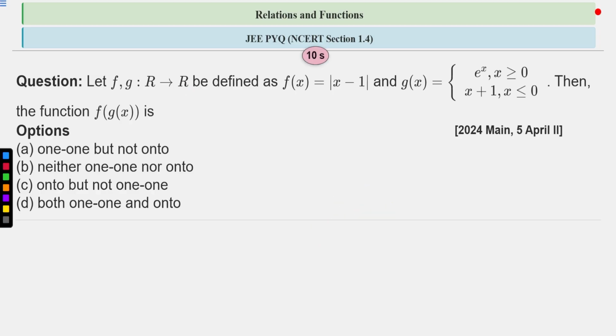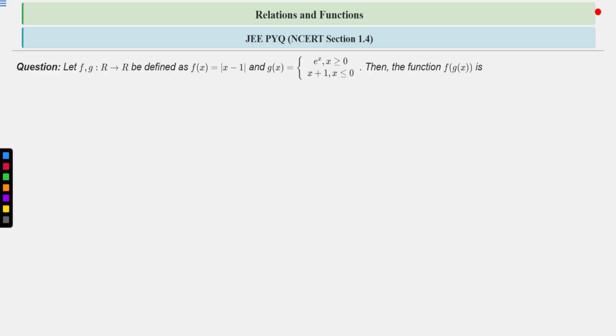You have 10 seconds to solve or think about this question. After that, we will discuss the solution part. B and D. Okay, D option is correct. One student is saying D option is correct. Let us check which option is correct, right?